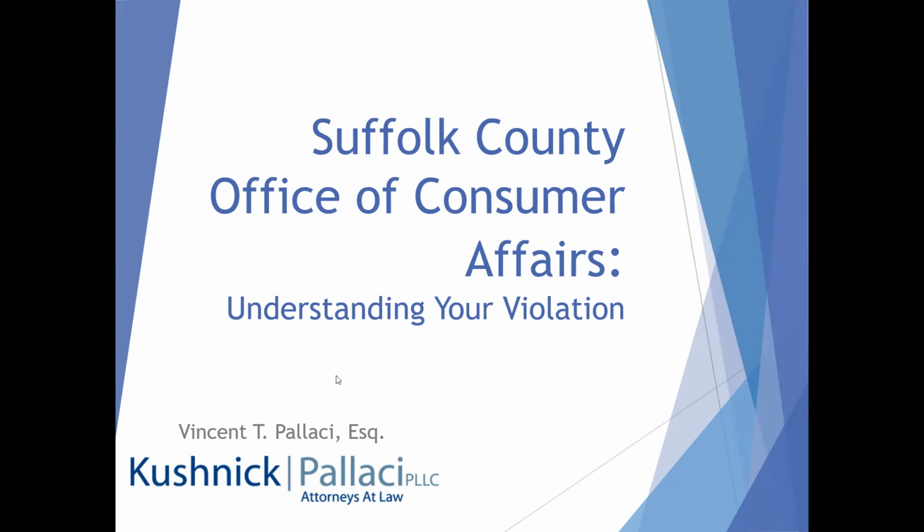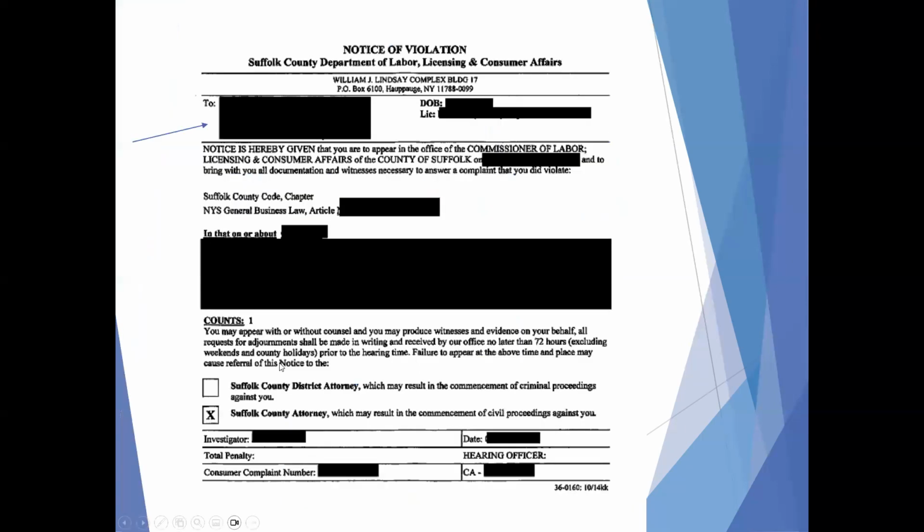So today we're going to talk about the violation you may have received and understanding exactly what is shown on the document. This is a typical violation that you will receive from the Suffolk County Office of Consumer Affairs. You're going to see up here at the top where it says 2, that's going to be the license holder that's receiving the violation.